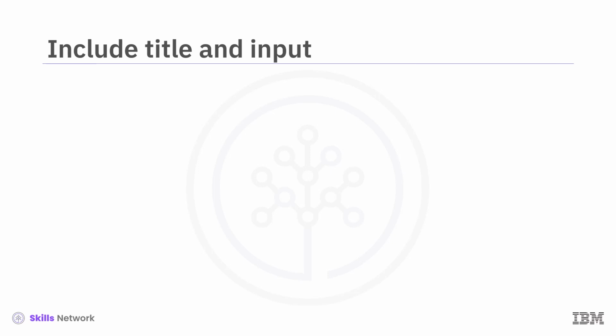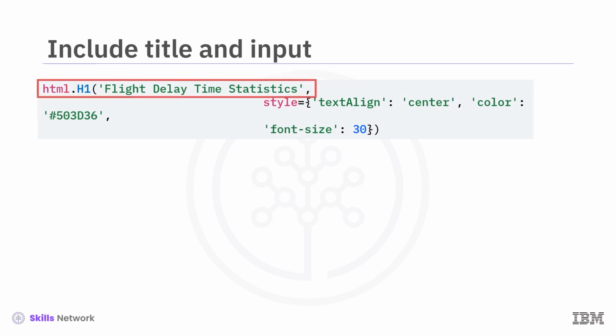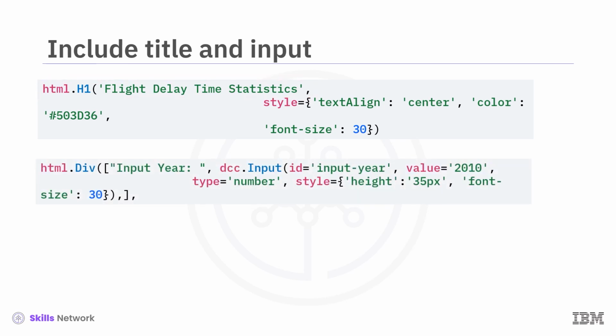Now that we have the skeleton, let's include the components. 1. The title will go in the html.H1 function as a string, and you can style the text. 2. Inside the first HTML division, we have the dcc.Input tag, and the input component can be customized with various attributes. For instance, you can assign the ID as input-year, set the value as 2010, specify the type as number, and even customize the style attributes such as height and font size.